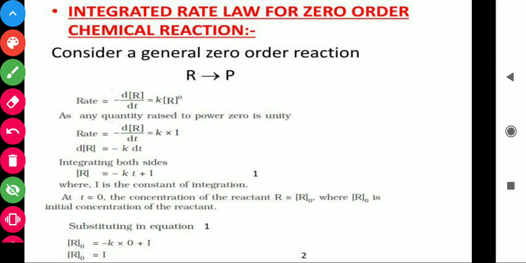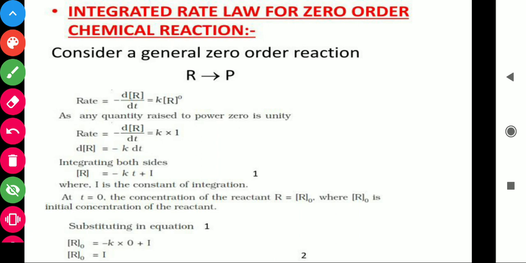Students, now we will learn to determine the integrated rate equations for zero order and first order. What are integrated rate equations? These equations will give us the relation between concentration and rate constant. We have two, for zero order and for first order, in our syllabus. Let's discuss one by one.